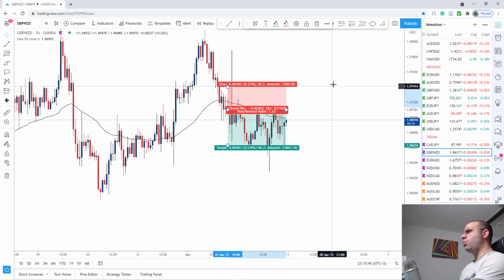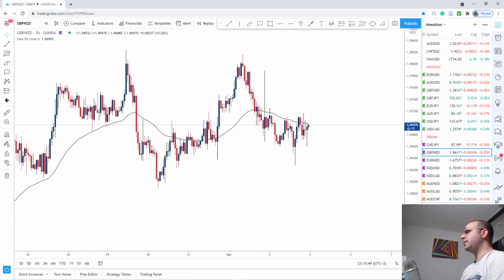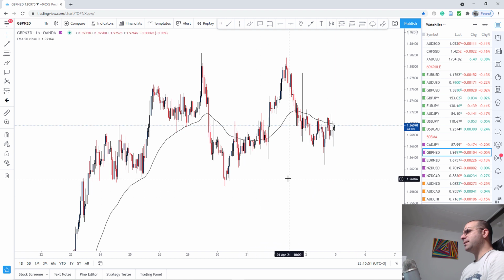This is another easy way to enter the trades. Of course, the likelihood of you winning a trade like that is lower, but still in the long run, if you have backtested it, it should be giving positive results.